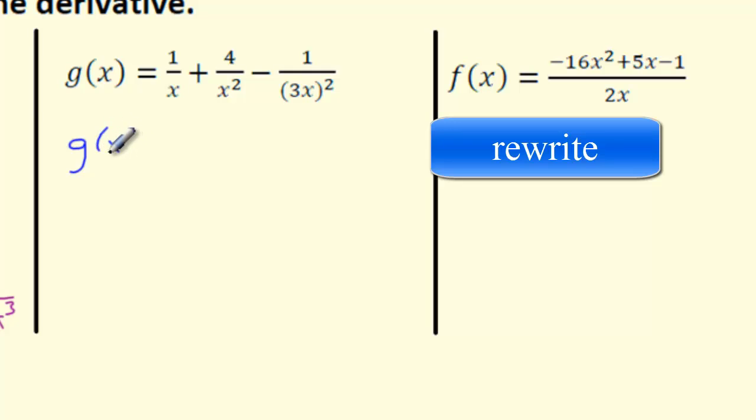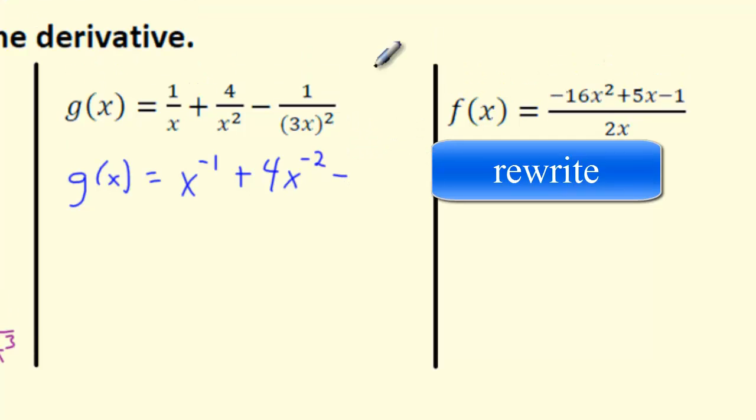So I'm going to rewrite this with negative exponents. I don't like this in the bottom of the fraction. I can't do my power rule to it, but check that out. That just means x to the negative 1. What is this? This is 4x to the negative 2. If you did our summer packet, this maybe is all coming back to you.